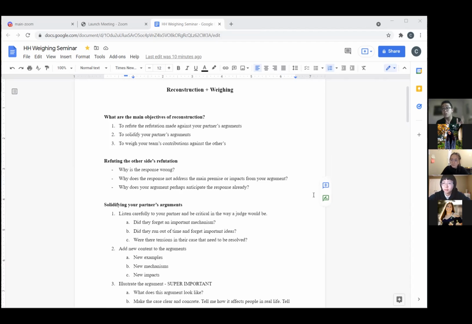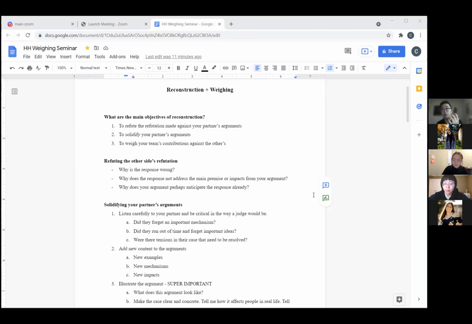In the same way, you as a deputy speaker have a unique opportunity to do that before your closing does. So you want to make sure that your partner's arguments are as solidified as possible, along with ensuring that your closing doesn't have the ground necessary to fill in the gaps in your argument. The first part of that is listening carefully to your partner and being critical in the way a judge would be. Did they forget an important mechanism? Did they run out of time and forget important ideas? Were there tensions in their case that need to be resolved?